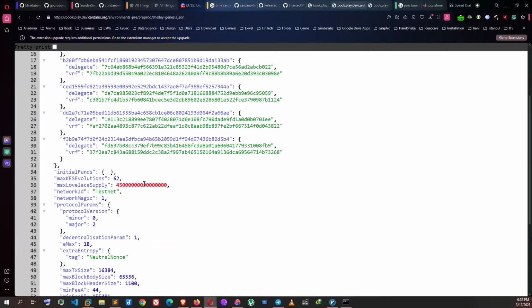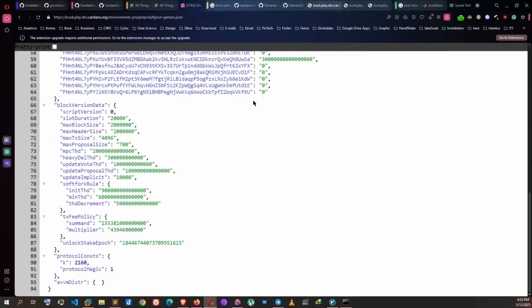Also, supply has changed. Supply changed from 30 billion to 45 billion, if I'm right. Yes, there was the initial supply, and then this sets the max in Shelley.